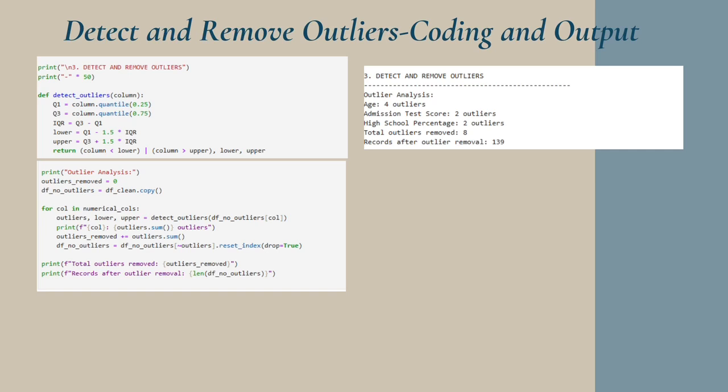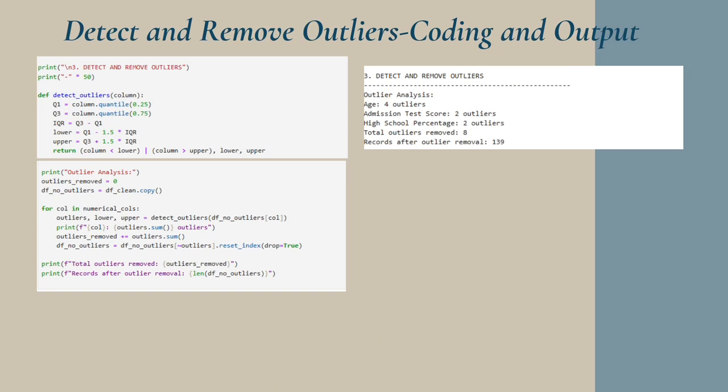df_no_outliers is a working copy. Next, create a loop through numerical columns. It applies the function on each numerical column: age, admission test score, and high school percentage. Next, display the outlier info. outliers.sum() counts how many values are true. This means how many outliers were found in that column.